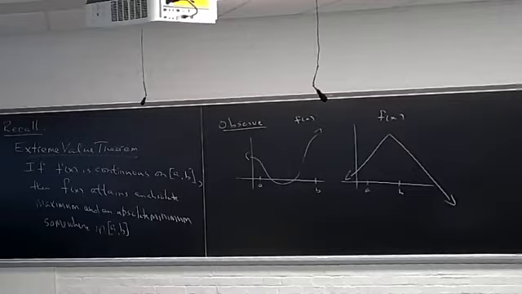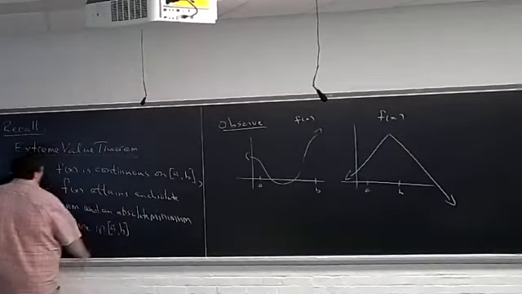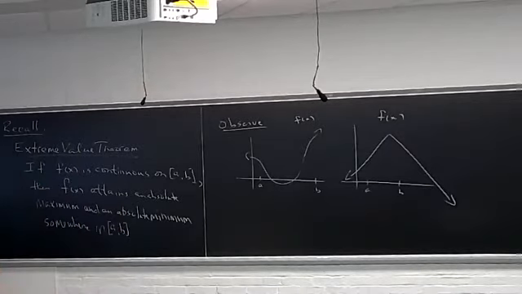And remember, an absolute maximum is a highest point, a largest y value, and an absolute minimum is a lowest point, a smallest y value, somewhere on this interval a to b. And you may ask yourself, what if it's an open interval? This statement assumes it's a closed interval. What happens if it's an open interval? Well, we'll see in a moment that that's not necessarily true.